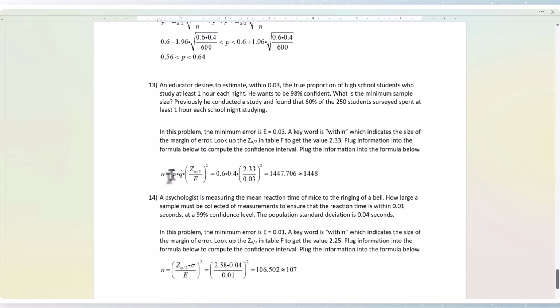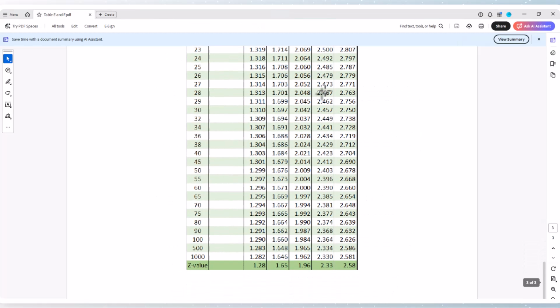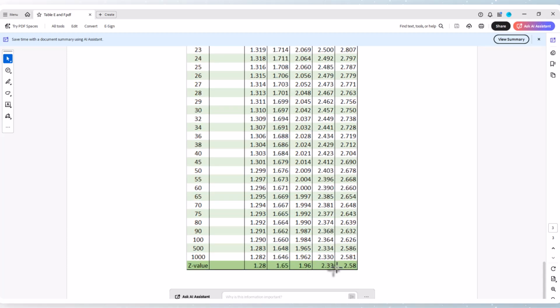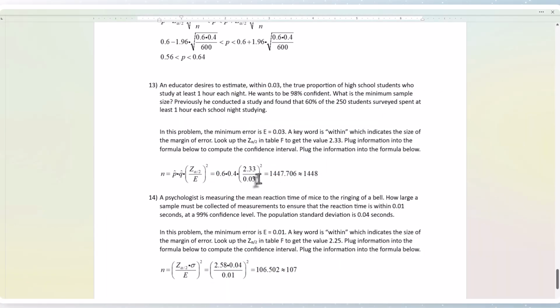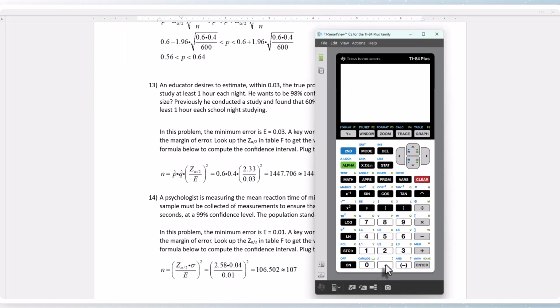So for this problem, we're looking for the minimum sample size to estimate a proportion. The error, we can look at the word within. It's going to be the clue there to tell us that that is our error, 0.03. We go to our table to find the z value, 98%. The z value is 2.33. And of course, p hat is 0.6, so q hat has to be 1 minus 0.6, 0.4.